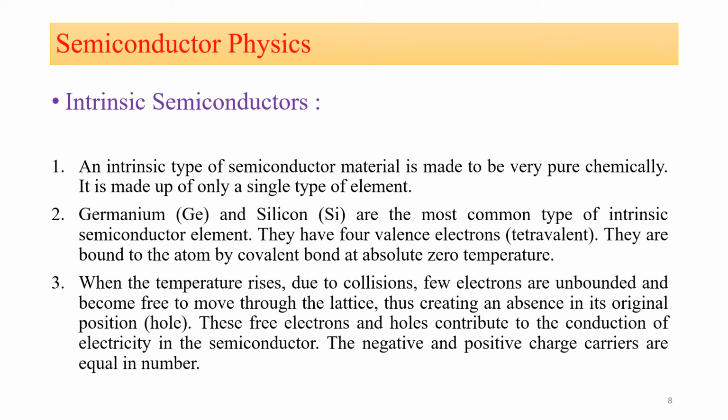Now what is intrinsic semiconductor? An intrinsic type of semiconductor material is made to be very pure chemically, and it is made up of only a single type of element, meaning they are present in their purest form. Germanium and silicon are the most common intrinsic semiconductor elements. They have 4 valence electrons, that is, tetravalent. They are bound to the atom by covalent bonds at absolute zero temperature.